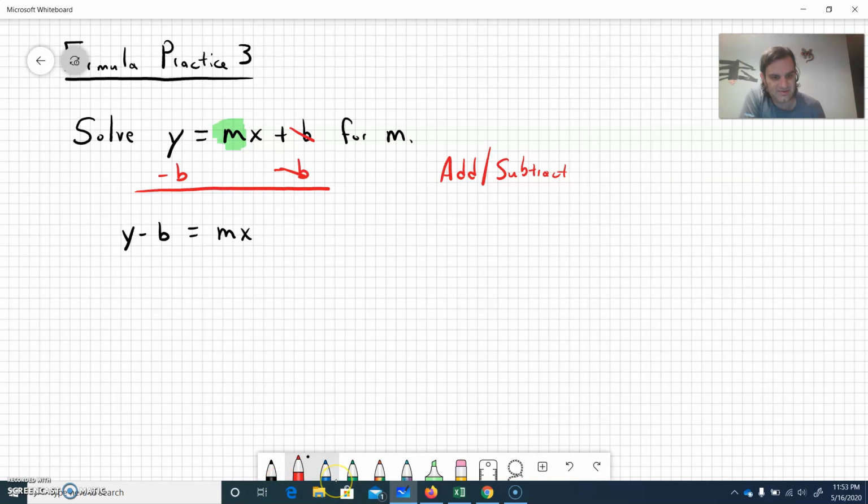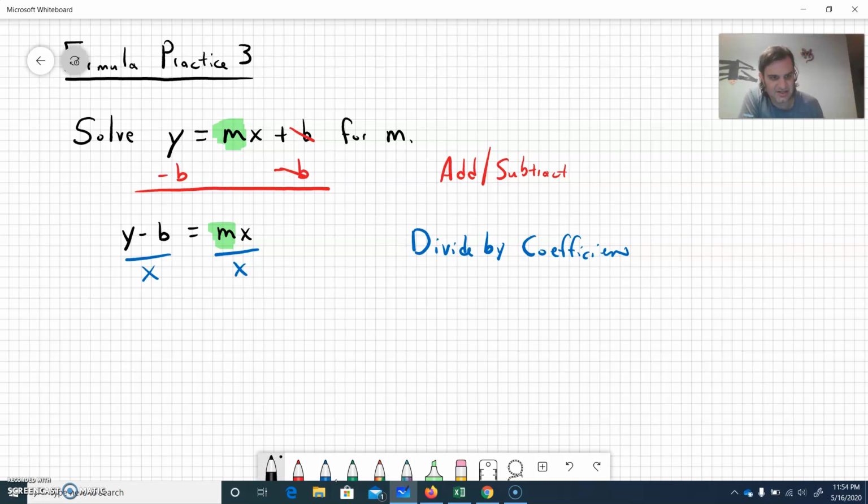So the next thing we would jump to is the fact that here's our m. It's multiplied by x, and in this case x is a coefficient. So to get m all by itself, we'll divide by the coefficient. And that coefficient is x. So we'll do that on both sides.